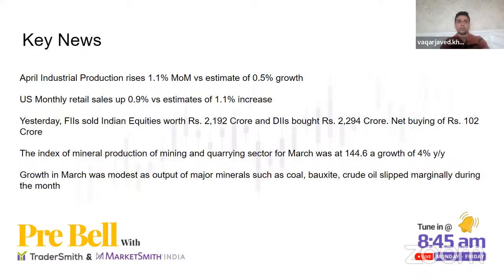Now let's talk about some global data points. April industrial production in the US rose around 1.1% month on month versus a street estimate of 0.5% growth. US monthly retail sales was up 0.9% versus an estimate of 1.1% increase. Talking about your FII and DII buying and selling, FIIs again were net sellers at 2,192 crores in Indian equities yesterday, while DIIs remained net buyers at 2,294 crores. Net buying was around 1,102 crores yesterday.